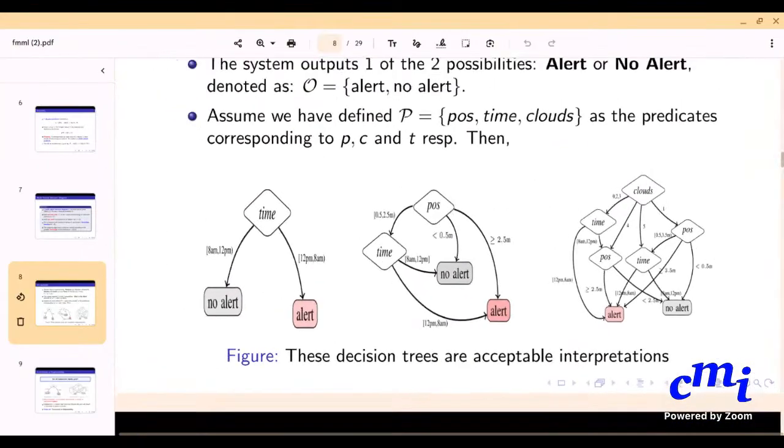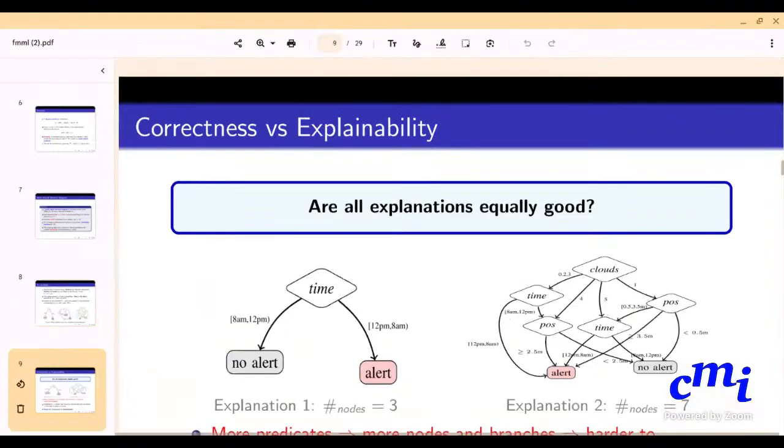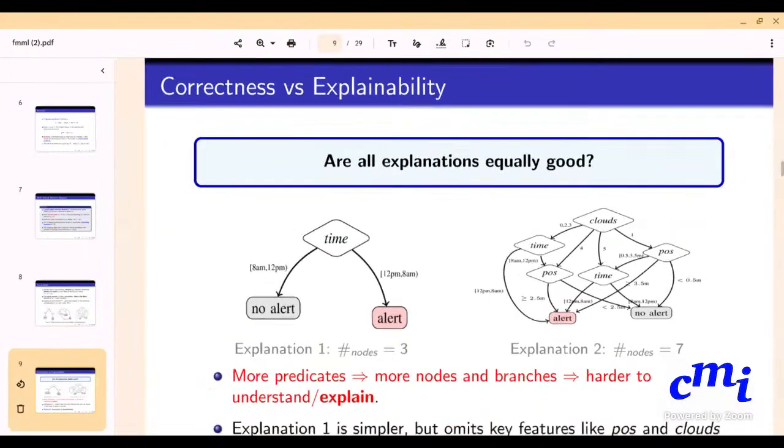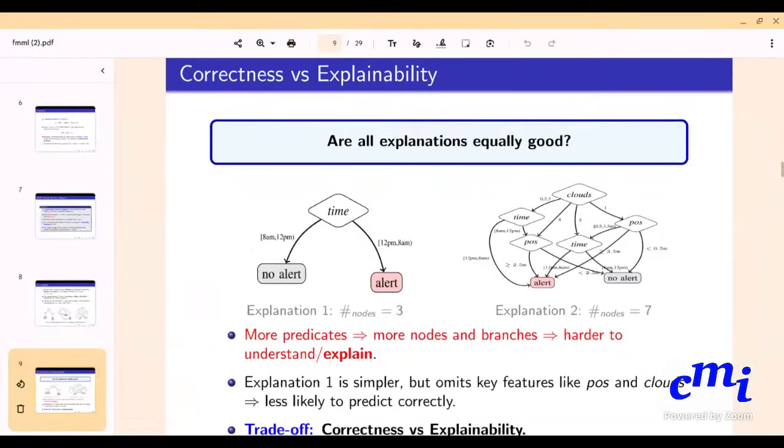Should I move on? Yeah. Now we want to understand this question: are all explanations equally good or useful? We take these two examples we have seen, the decision tree on the left. It just takes time as a predicate and branches into no alert or alert. It does not look into anything else, such as the position of the airplane or the number of clouds.